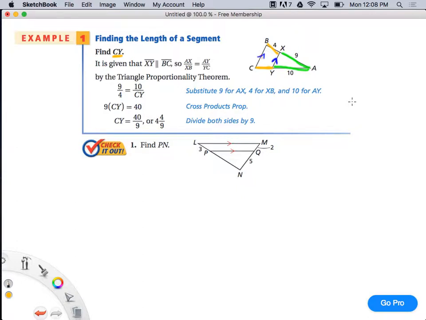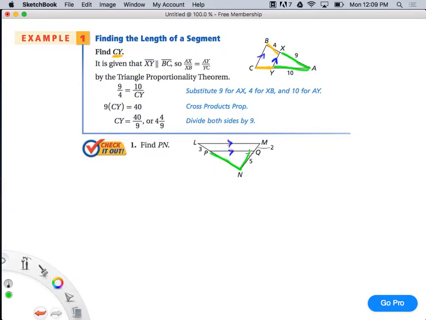Okay, so let's take a look at this. We have find Pn. We have two sides of a triangle. We see that this line is parallel to this line, so it divides the sides proportionally.